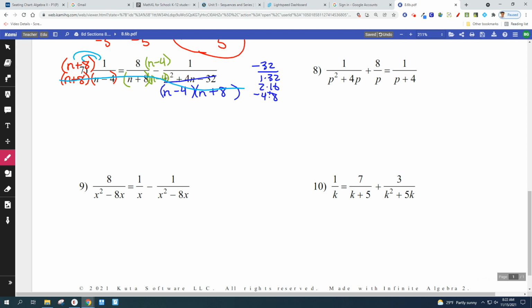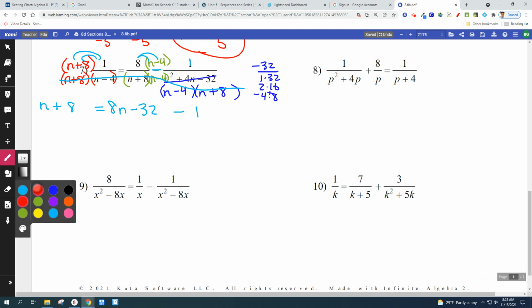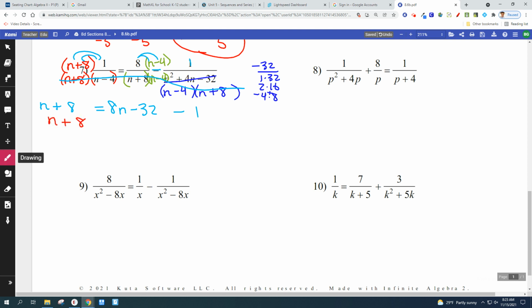Distributing this 1, we'd have n plus 8 equals, distribute this 8, we'd have 8n minus 32. And then notice this is minus 1 right there, minus 1. Okay? They're all kind of the same at this point. You just need to isolate the variable. Collect your like terms, isolate the variable. So we have n plus 8 equals 8n minus 33.